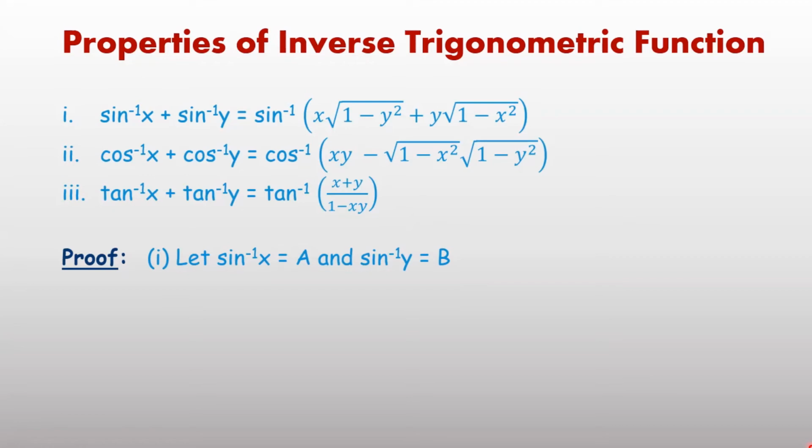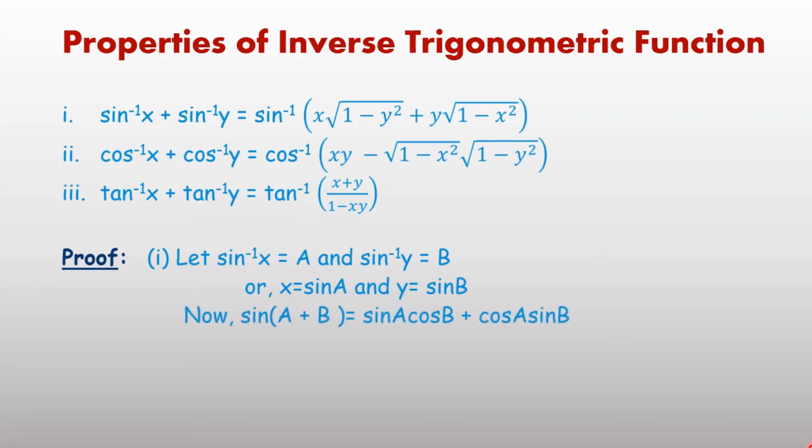Again, these identities are applicable in its principal value branch. For example, tan inverse x plus tan inverse y equal to tan inverse x plus y upon 1 minus xy. Condition: x into y should be less than 1. Proof: same process. Let sin inverse x equal to a and sin inverse y equal to b. We can write x equal to sin a and y equal to sin b.